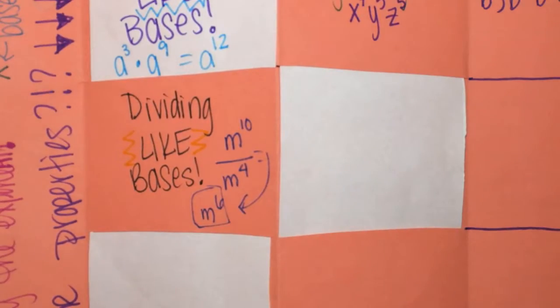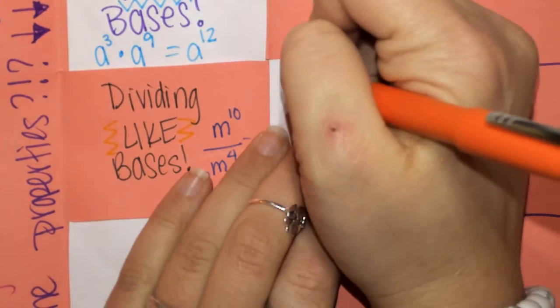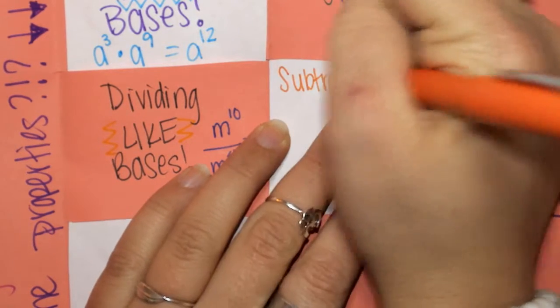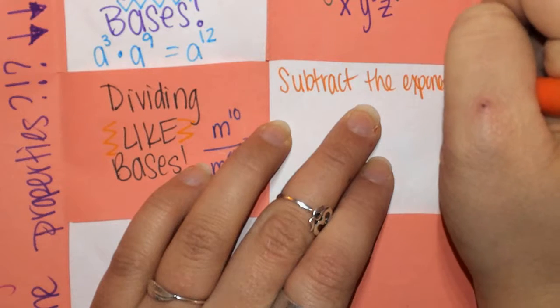Alright, so when you divide like bases, what did we do to the exponents? Alright, so let's write that. Subtract the exponents. Yay.